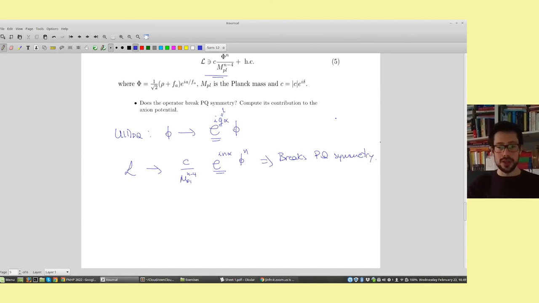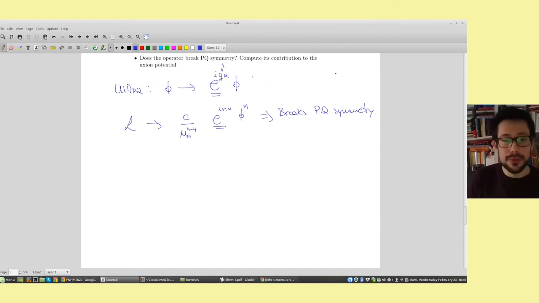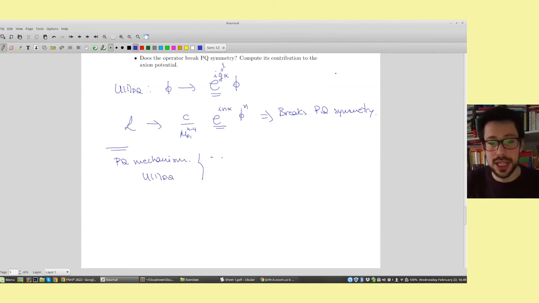Okay, now you may wonder, why do I care if this term breaks the symmetry or not? The reason is the following. Let me forget for a second about that breaking term, and let me consider the canonical PQ mechanism. In the PQ mechanism, the key in order to solve the strong CP problem is that the U(1) PQ symmetry has two important properties. First of all, it needs to be classically conserved. That means that the divergence of the Peccei-Quinn current needs to be zero at the classical level, right?